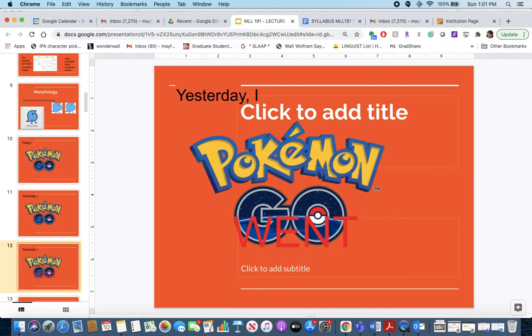And that's because we think of Pokemon Go as kind of a discrete unit, right? We're not thinking of Pokemon Go as two separate entities, Pokemon and then Go. We're thinking of it as one thing. So we would say Pokemon Go'd versus Pokemon went, even though went is a past time of go. It's a regular verb in English.